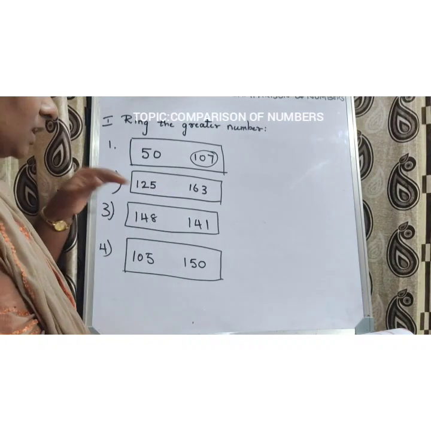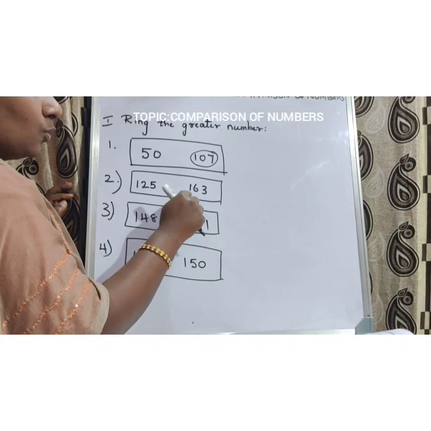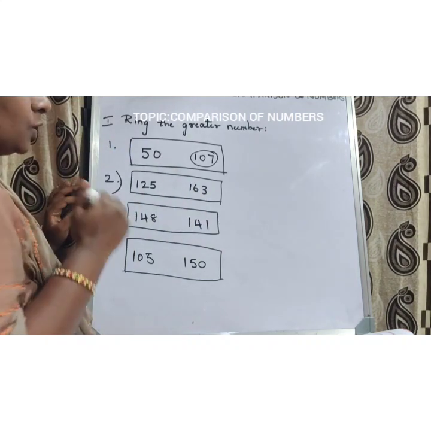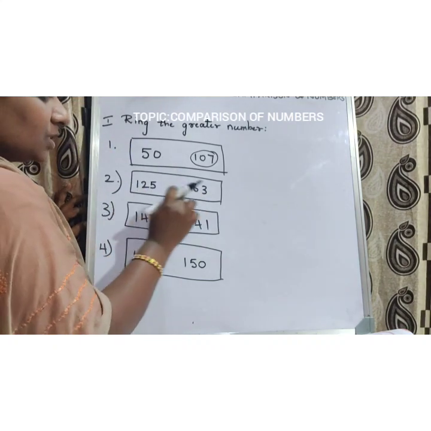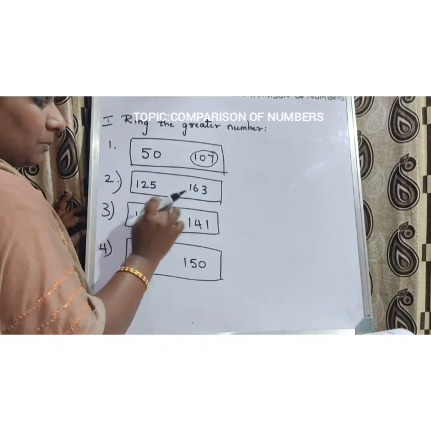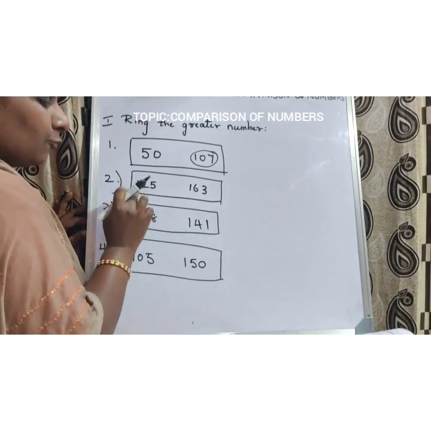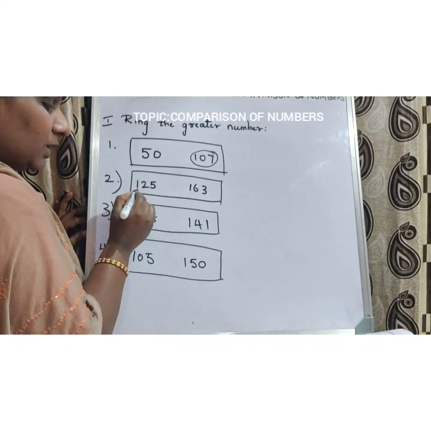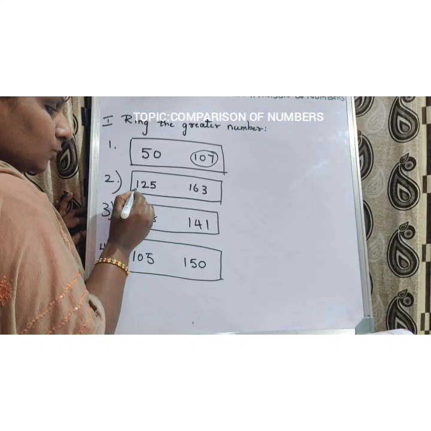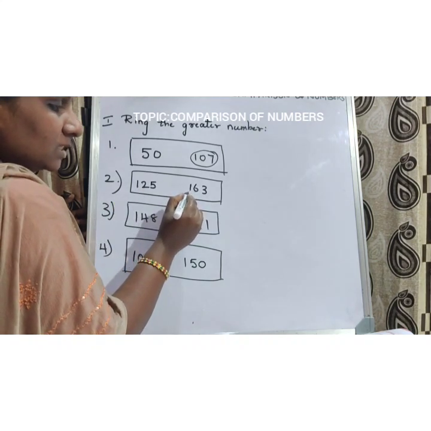Okay. So the same way, the second one, what is the number given here? 125 and 163. So here we have a 3 digit number and a 3 digit number, right? So the digits are the same. So same way we have to compare the first digit of the number. So here in the hundreds place what is the number? 1. So in the hundreds place this number is also 1.